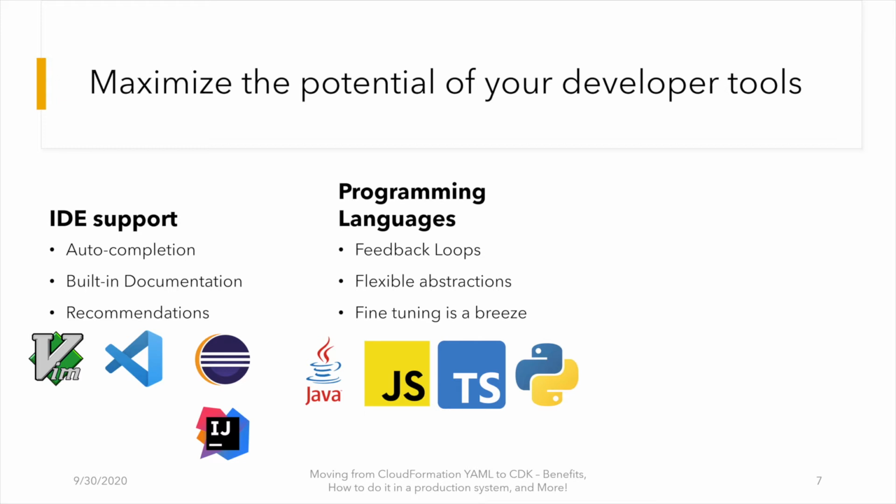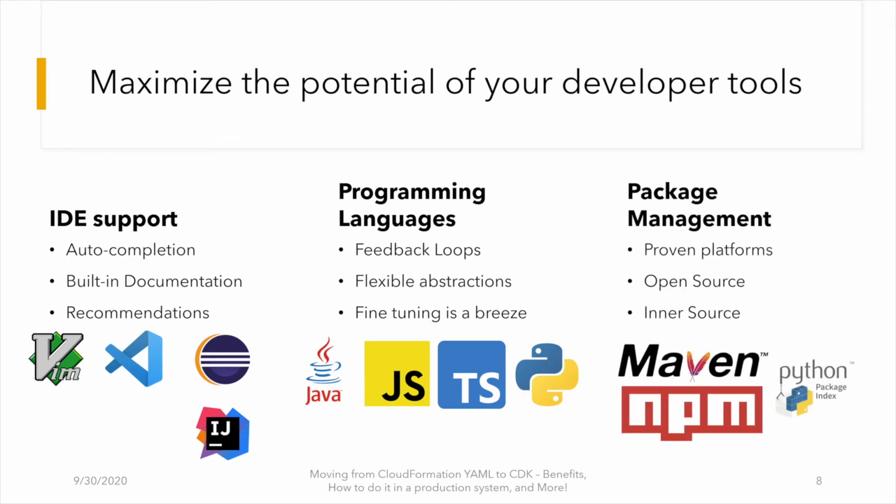Flexible abstractions are here as well, being able to leverage the power of programming languages while still having an API that allows you to fine-tune resources for your use case. Leveraging the simplicity of using abstractions while not being locked into one particular type of abstraction makes writing infrastructure a breeze. Dependencies. With CDK, you can leverage the power of existing package management technologies.